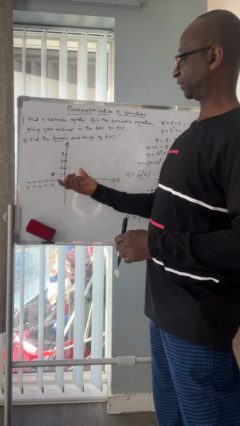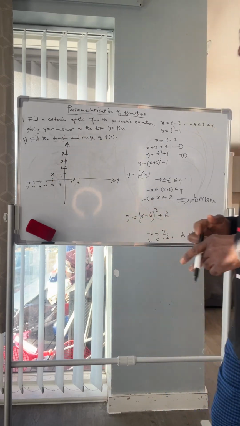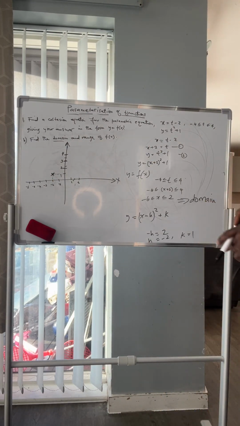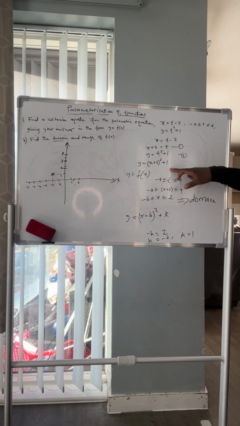Where does this graph intersect with the y-axis? Where does it cut the y-axis? If you look at your function here, y equals (x plus 2) all squared plus 1. How do you know where it cuts the y-axis? It cuts the y-axis at the point where x is 0.